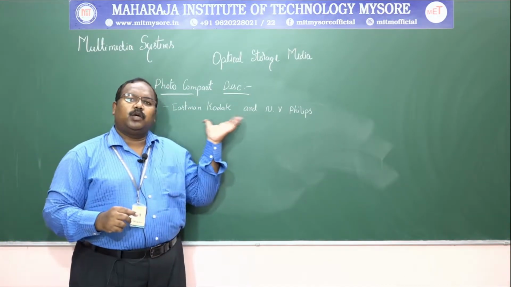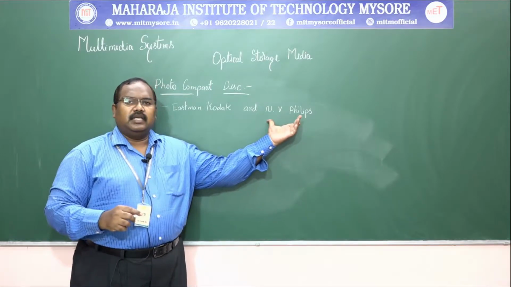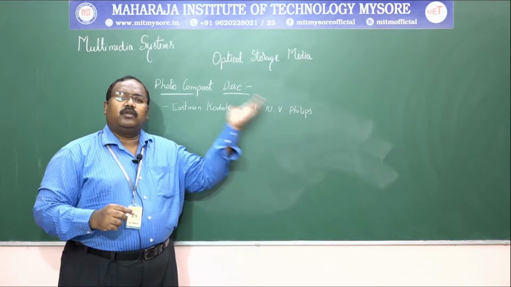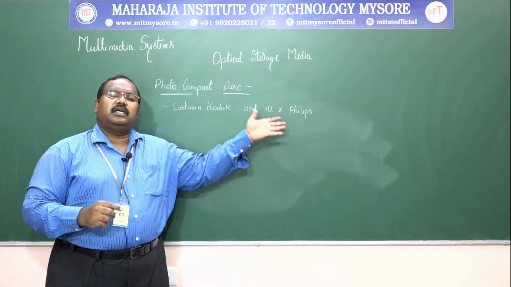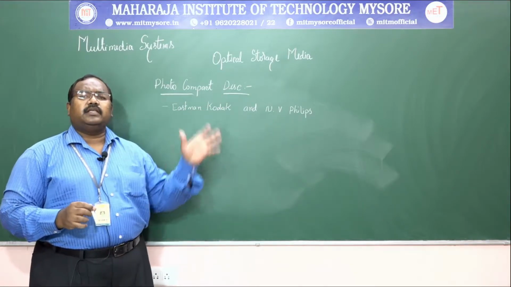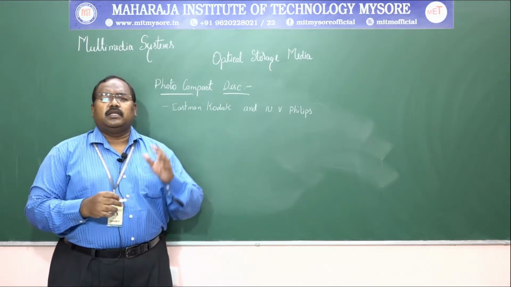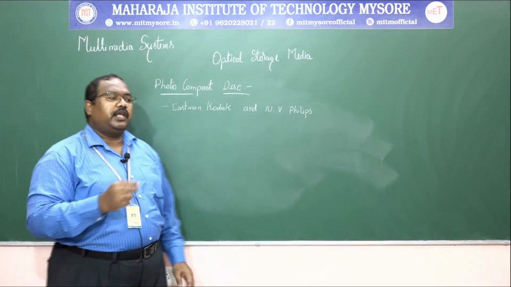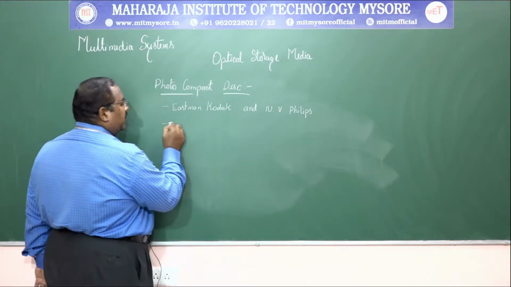One is Eastman Kodak and the second one is N.V. Philips. You know the contribution of N.V. Philips till now; it has contributed to almost all the developments of technology with respect to CD. Next, why did this technology come into the picture? This technology was mainly developed for storing high quality photographs.